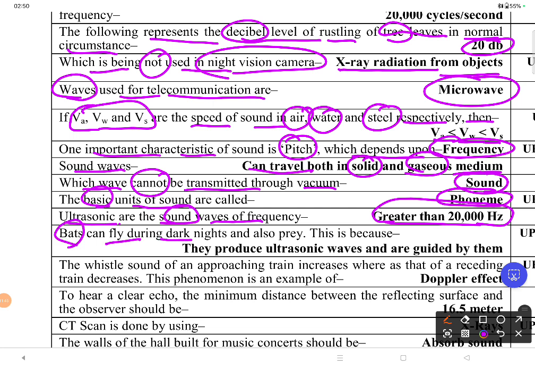Bats can fly during dark nights and also prey. This is because they produce ultrasonic waves and are guided by them. The whistle sound of an approaching train increases, whereas that of a receding train decreases. This phenomenon is an example of the Doppler effect.